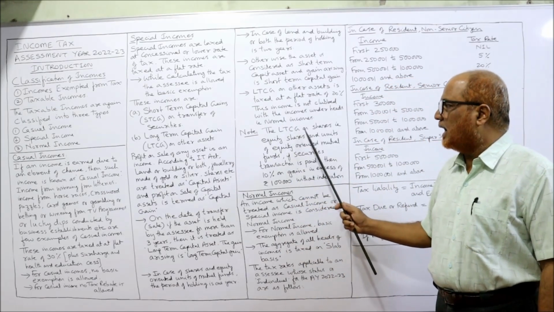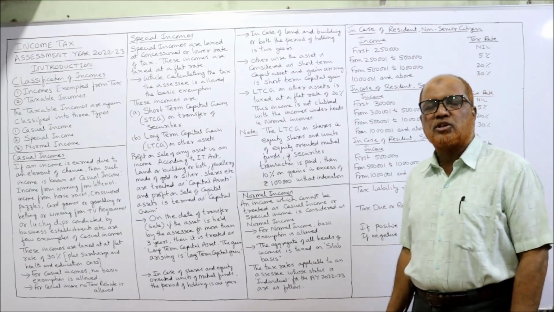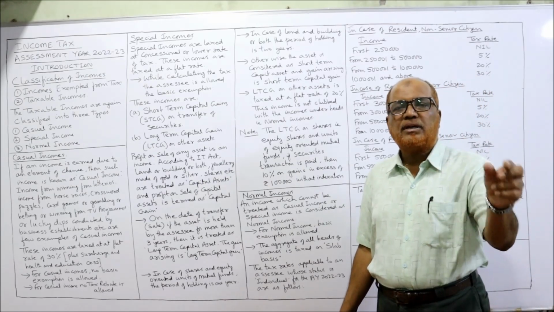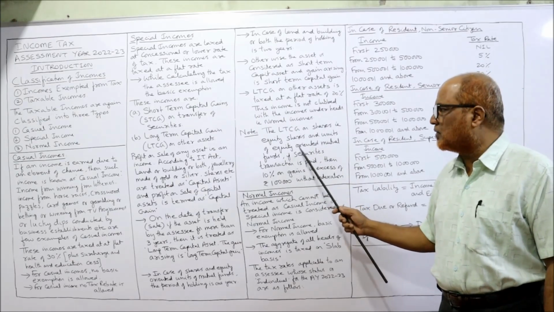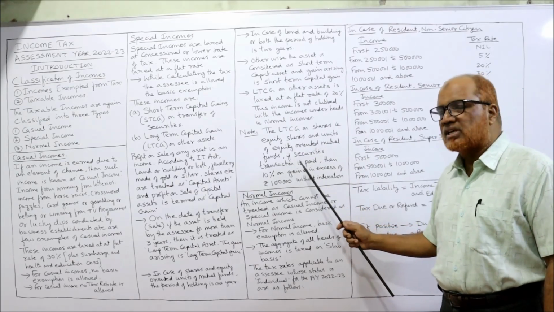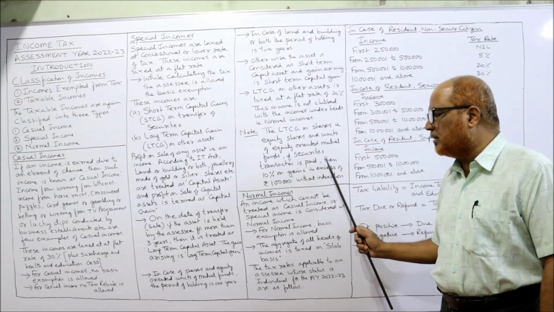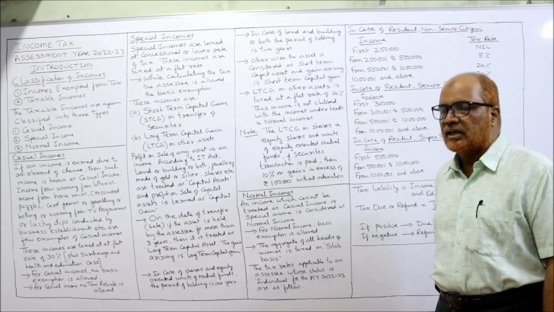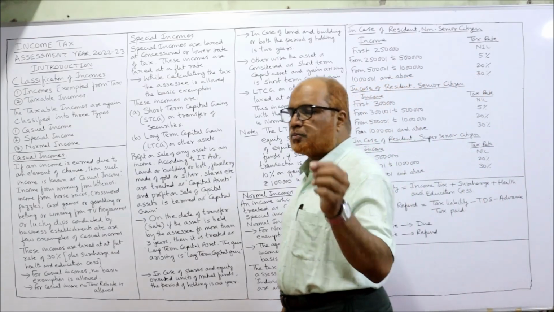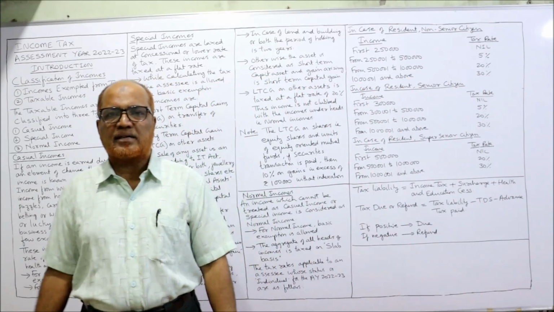Then note, for LTCG on shares, one exception is given. The long-term capital gain on shares, that is equity shares and units of equity-oriented mutual fund, if security transaction tax is paid, then 10% on gain in excess of 1 lakh without indexation. One special provision is given by the Income Tax Act.